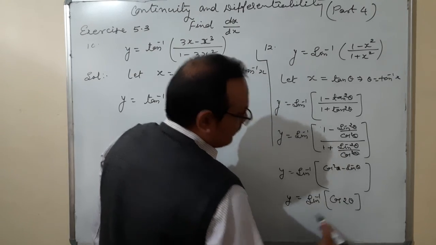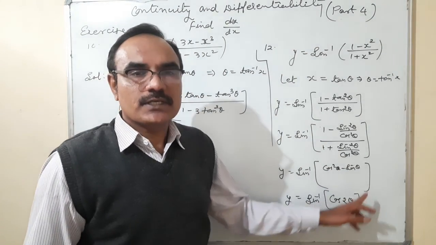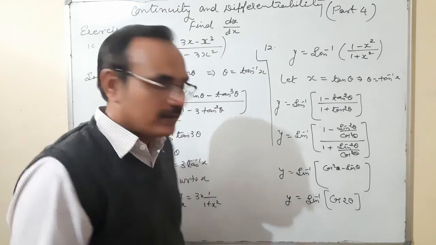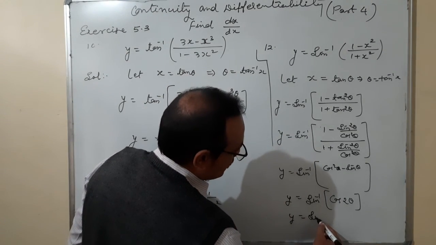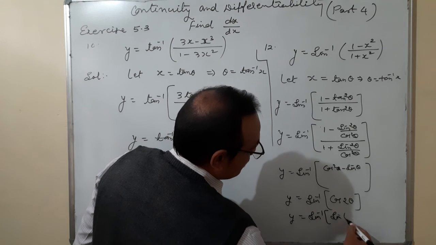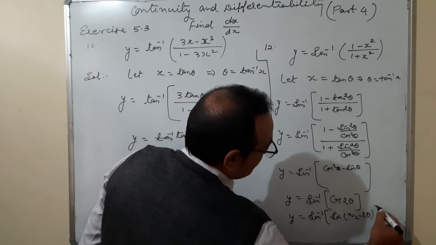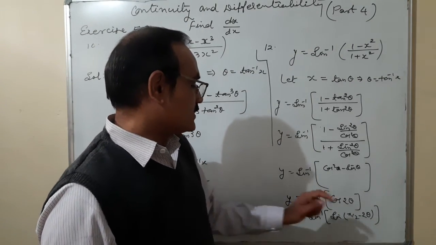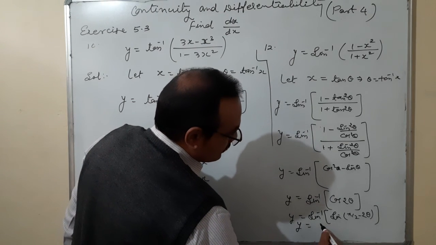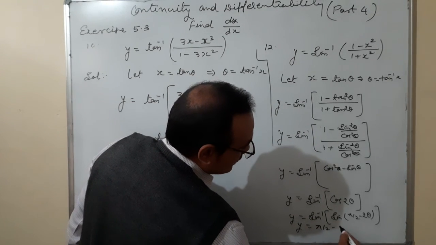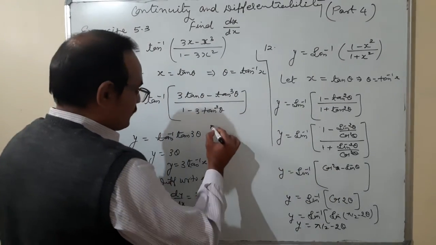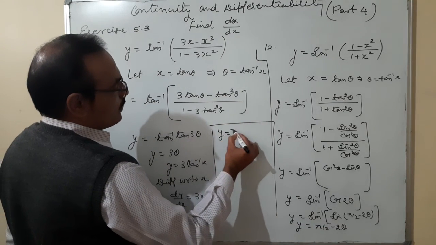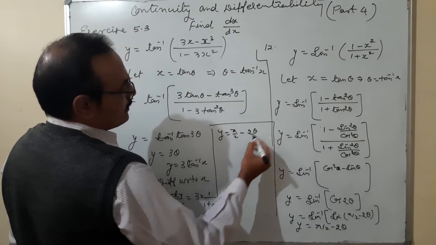Cos 2 theta. This is a formula: cos square theta minus sine square theta is equal to cos 2 theta. But here is a sine inverse, and that is a cos. How to convert this cos into the form of sine? I can write y is equal to sine inverse sine of (pi by 2 minus 2 theta), because sine of (90 minus theta) is cos theta, right? Sine inverse and sine cancel, it is coming y is equal to pi by 2 minus 2 theta. And therefore this is the term, y is equal to pi by 2 minus 2 theta.